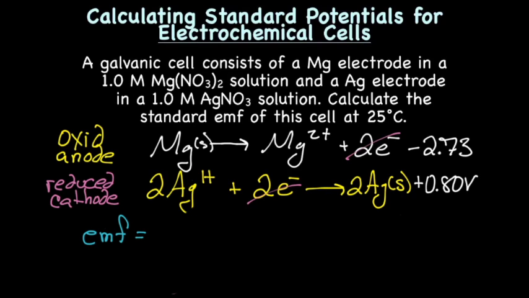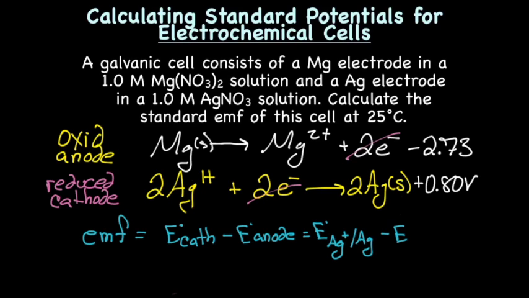So remember that our EMF is the potential at the cathode minus the potential at the anode. And for us, that means it's the potential going from silver ion to silver solid minus the potential going from magnesium solid to magnesium ion. And from here, all we need to do is plug and chug. But before we do that, if you go back and look at the standard reduction potential for magnesium to Mg2+, you will note that I transposed the 7 and the 3, and this should be 2.37 volts. Okay, so now we can plug this in.